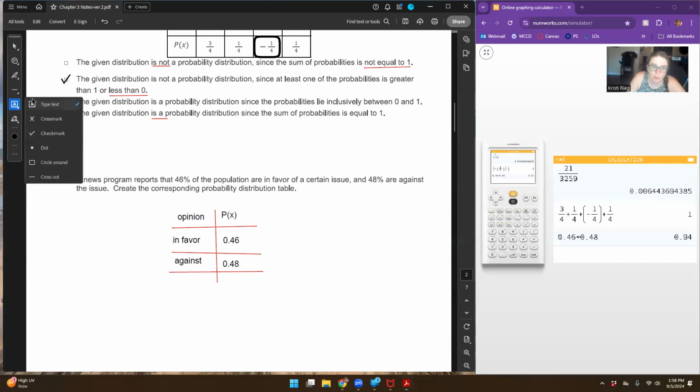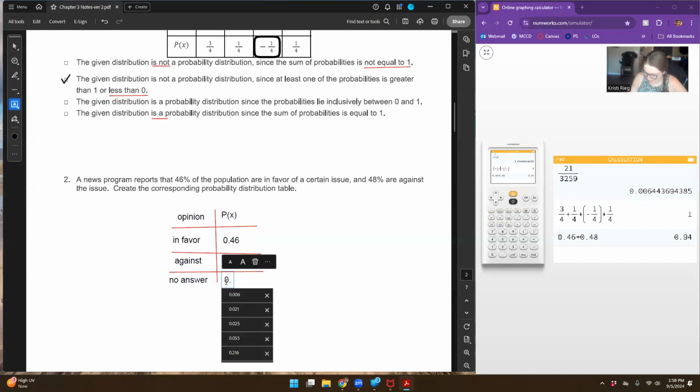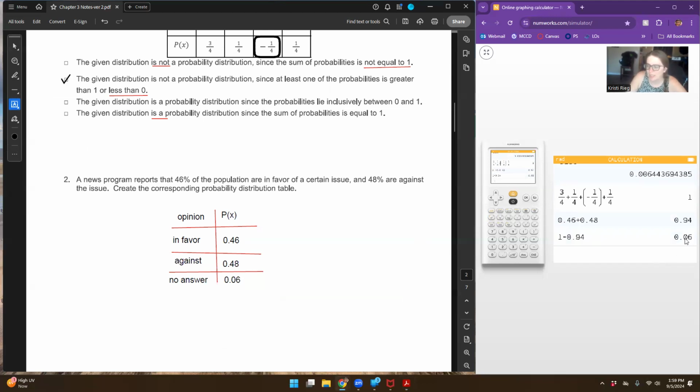column, or sorry, row, and that would be something like no opinion or no answer. They just didn't answer the survey. Something along the lines of no opinion, no answer. And so I have, since the top two add up to 94%, I need to have 6% left over. And if you're not sure how to calculate that, we know it has to add up to one whole, so I'm going to subtract the 0.94 to get the 6%.